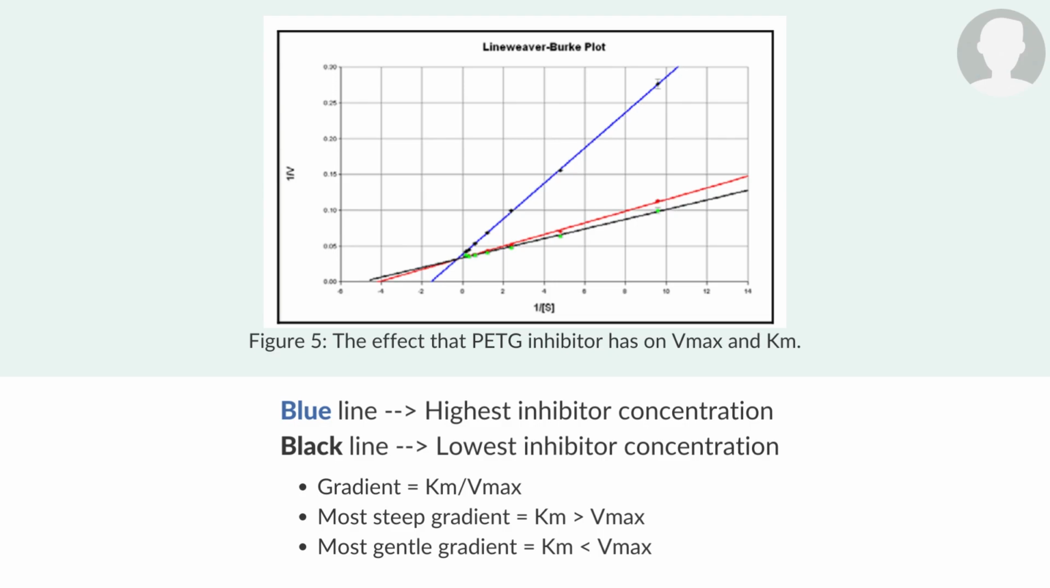This led to a significant reduction in the enzymatic activity, and as such, the enzyme would have a very low affinity for the substrate, and a high Km value would be produced. This value is evident in the steep gradient of the blue line, as you can see here. On the other hand, the black line was plotted based on a sample that consists of a low concentration of PETG inhibitor, and this led to the enzyme having a high affinity for the substrate, since there are no more inhibitors to compete with the enzyme for the active sites. This would produce a low Km value, which is evident in the gentle gradient of the black line.